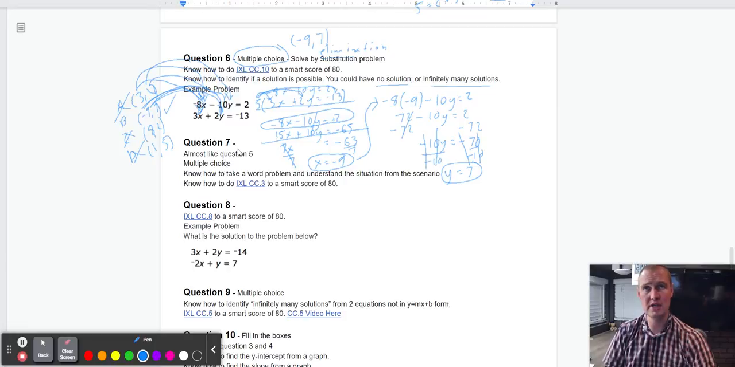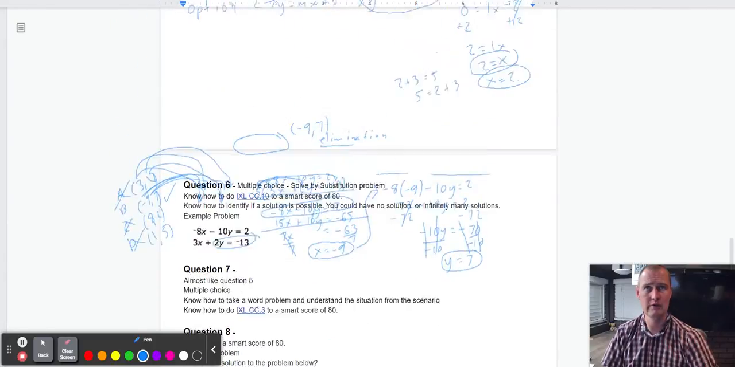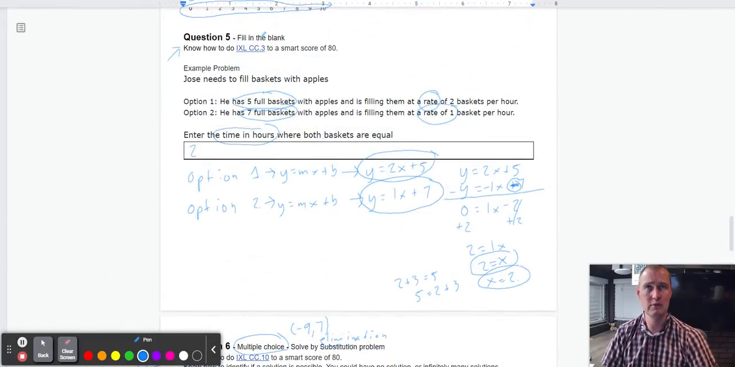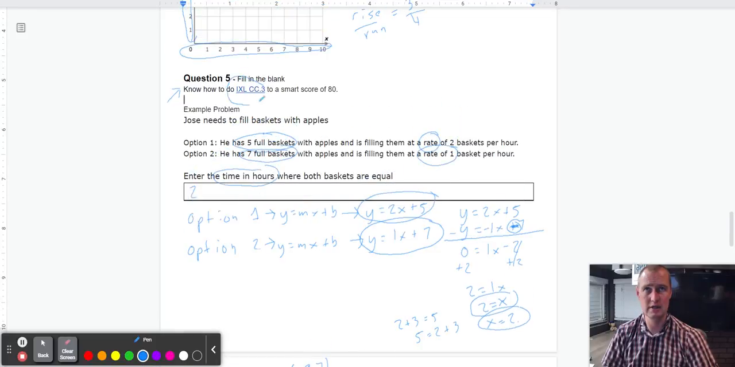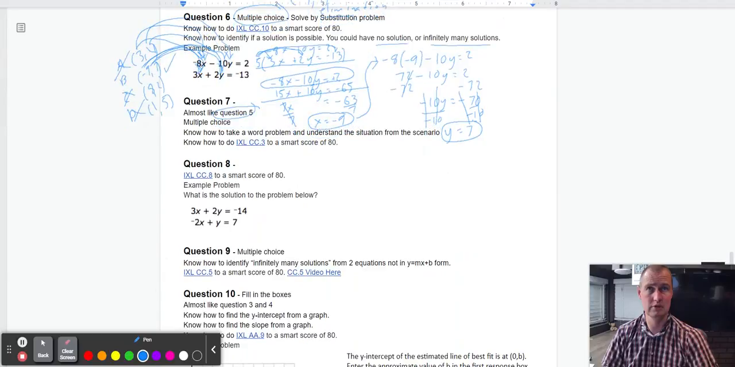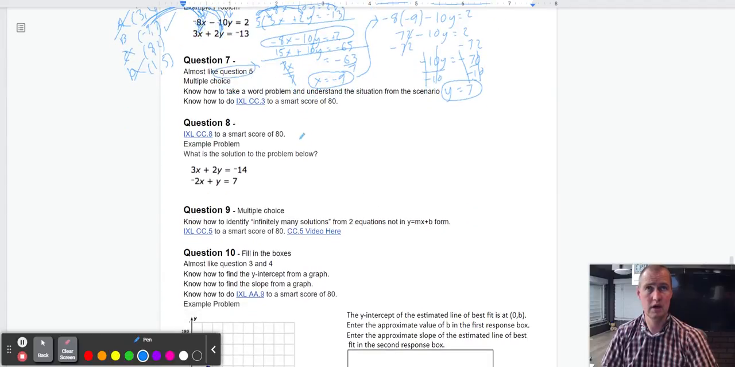All right, question 7 is almost exactly like question 5. Now, I don't remember question 5. What was question 5 asking about? Question 5 was a word problem. So again, going back to knowing IXL CC3, now you got 2 questions on that same IXL. Again, I would make sure IXL CC3 is done, because you're going to get asked multiple questions on that. And it's going to be multiple choice.